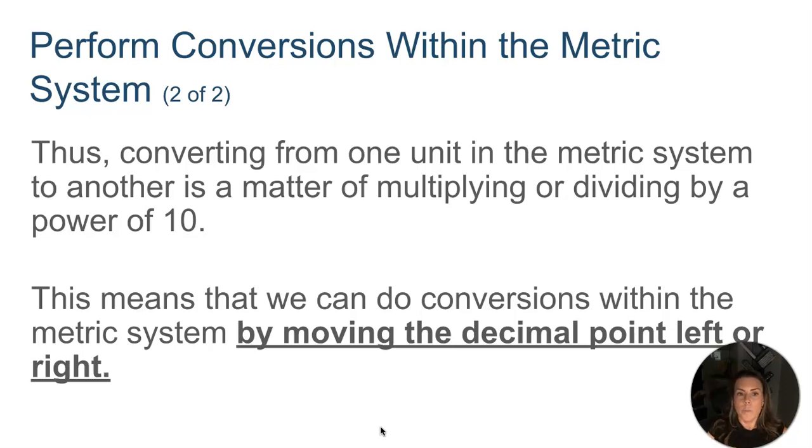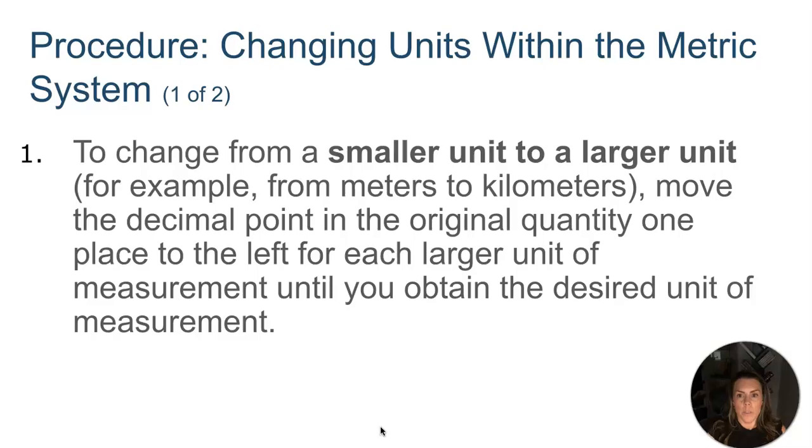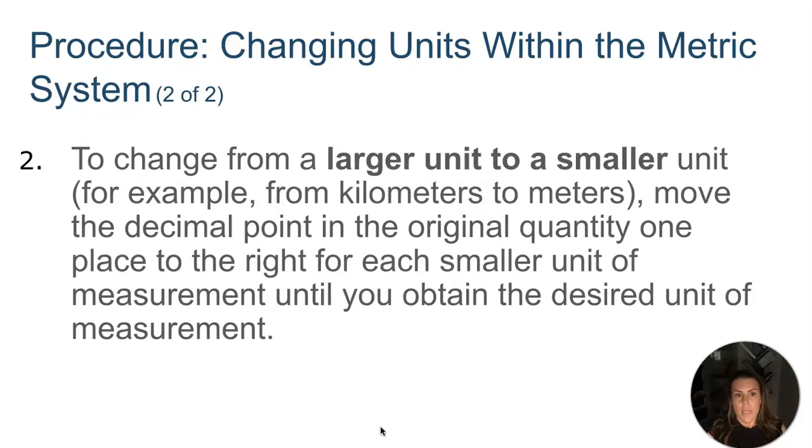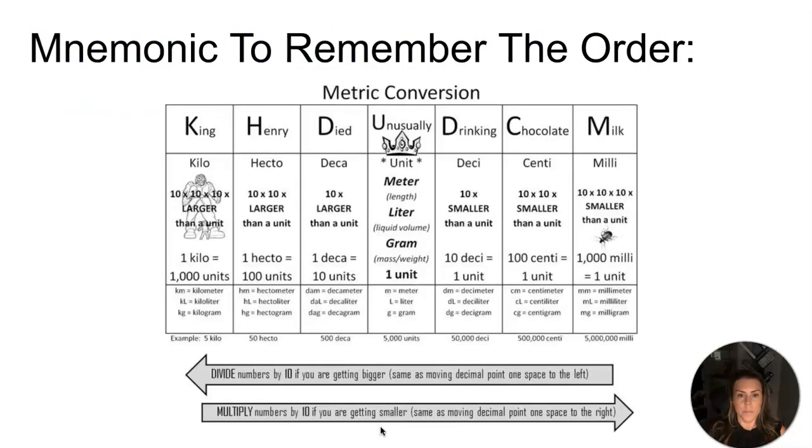Since we're just multiplying or dividing by a power of 10, the reason the metric system is so much easier to use is because with that, you're just going to be moving the decimal left or right. So to change from a smaller unit to a larger unit, you're going to move the decimal point from the original quantity one place to the left for each larger unit of measurement. And then to change from a larger unit to a smaller, you're going to move the decimal point in the original quantity one place to the right for each smaller unit of measurement. So I'll show you how this works.